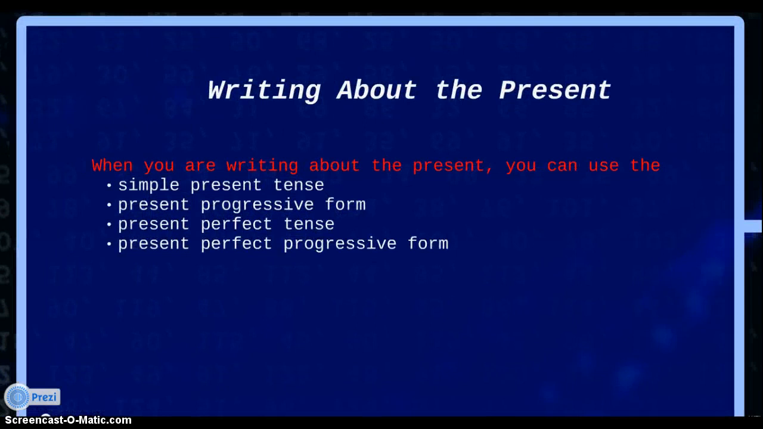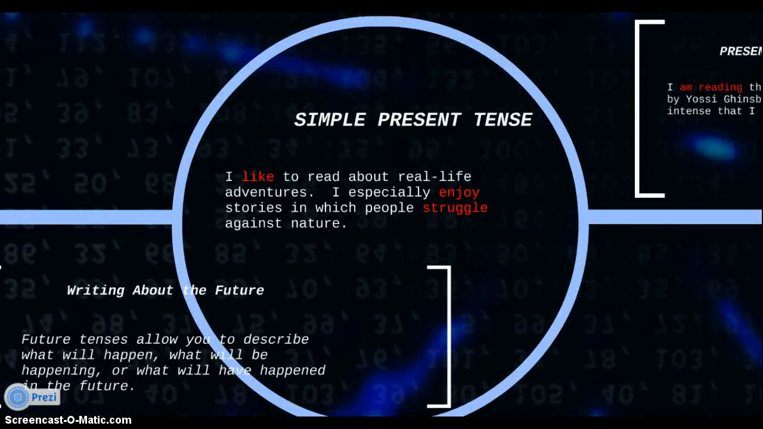When you're writing about the present time, something that's happening right now, you have some options. You can use simple present tense, present progressive form, present perfect tense, or present perfect progressive form. Now I know those sound kind of complicated, but I'm going to show you how to tell what they are, and I think you'll see that you already use them, you just didn't know what name to call them. So let's begin with simple present tense.